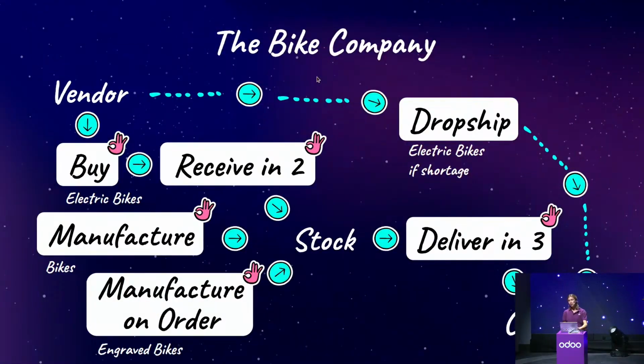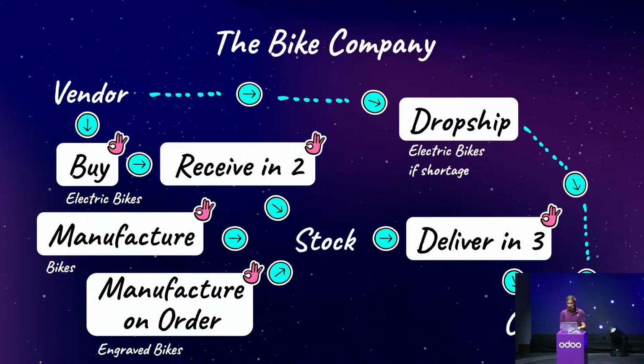Okay, great. So we have a last use case, which is dropshipping. We say that if we sell a product, an electric bike that is not in stock, we can decide to purchase it from the vendor and deliver it directly to the customer. Okay, this exception is managed directly on a sale order, because we don't want all the electric bikes to follow this dropship route. Only in some cases if we don't have stock.